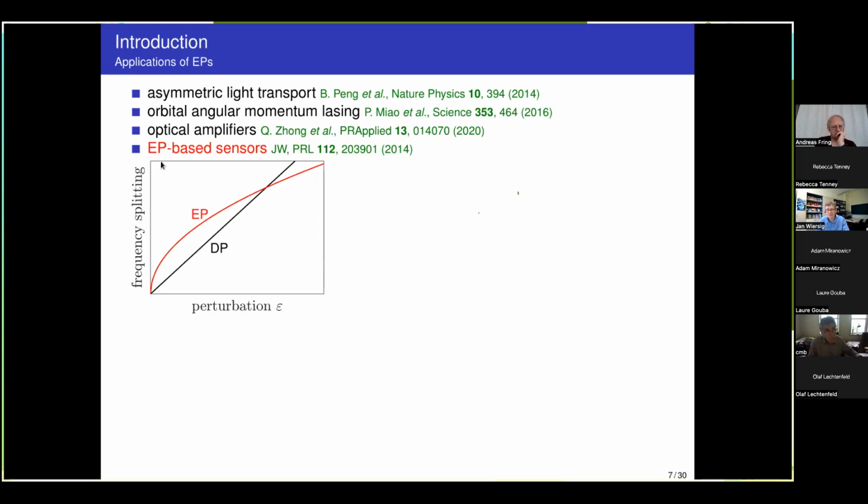And the idea there is that you take advantage of the square root behavior of the energy eigenvalues, or here the frequencies, when you perturb the system. Here's the perturbation parameter. You see for an exceptional point, an EP of second order, a square root behavior, and for the DP, the diabolic point, you see a linear behavior. For small enough perturbations, the square root always wins, right? It's always larger. So you see a larger splitting for exactly the same perturbation, and this can be used for sensing.